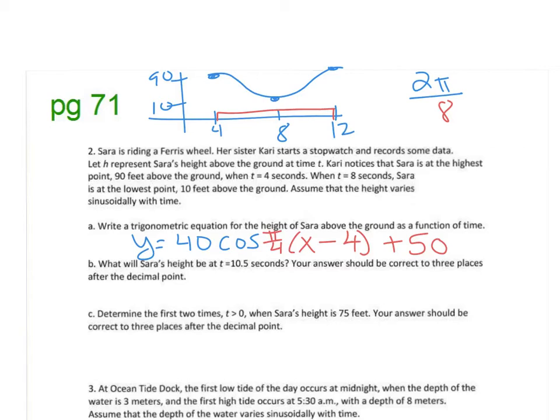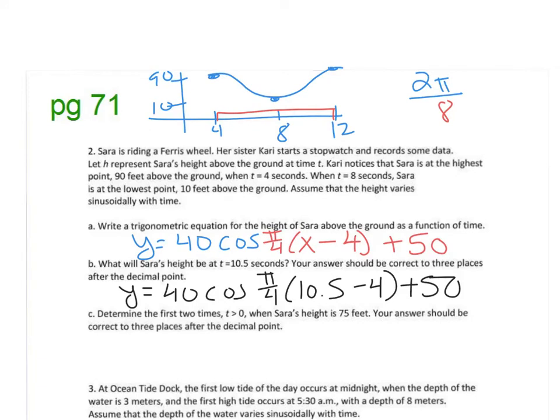What will Sarah's height be at 10.5 seconds? So I'm just going to use the calculator now. We're going to put 10.5 in for x. Make sure you're in radian mode. And again, I'm going to show you how I type this in my calculator.